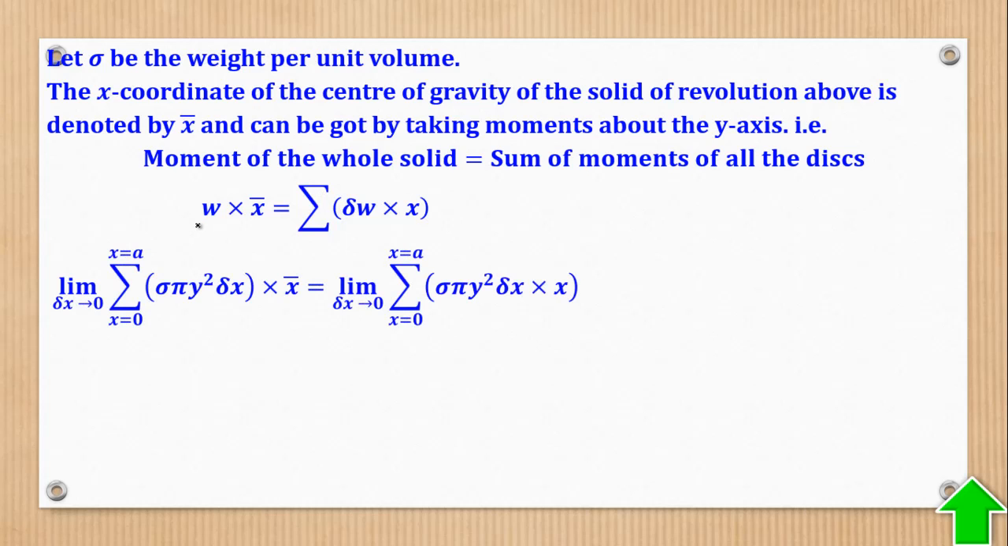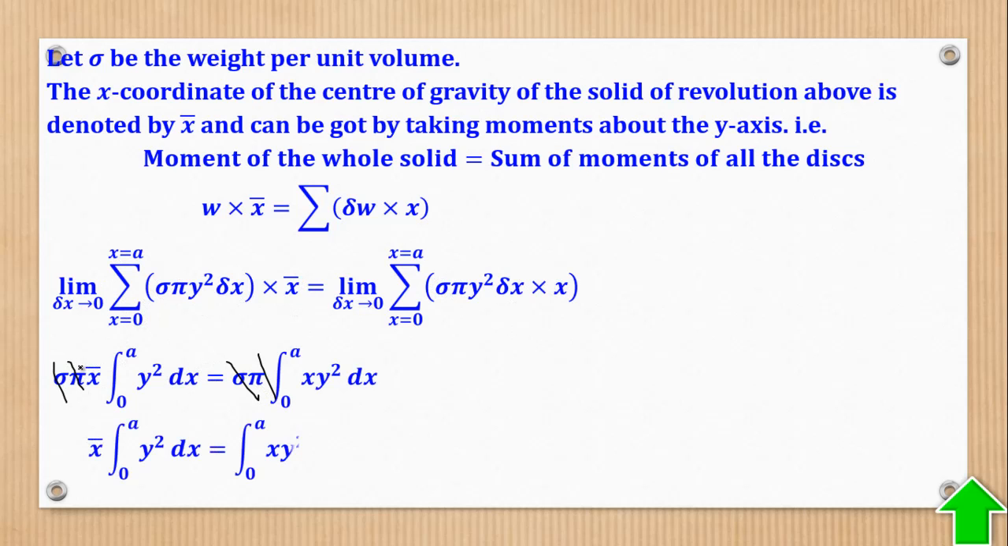So this weight is volume times rho. This is the volume of a small disk times rho. Then you sum all of them times x bar. Then here still volume times rho times the x coordinate. Then you put integrals. The summations become integrals. This and this cancel. Then you remain with that. Make x bar the subject. And there it is.